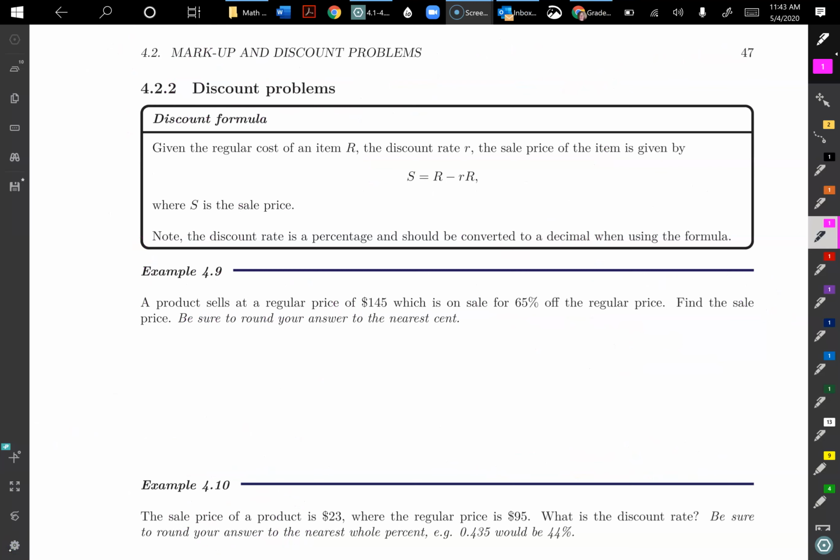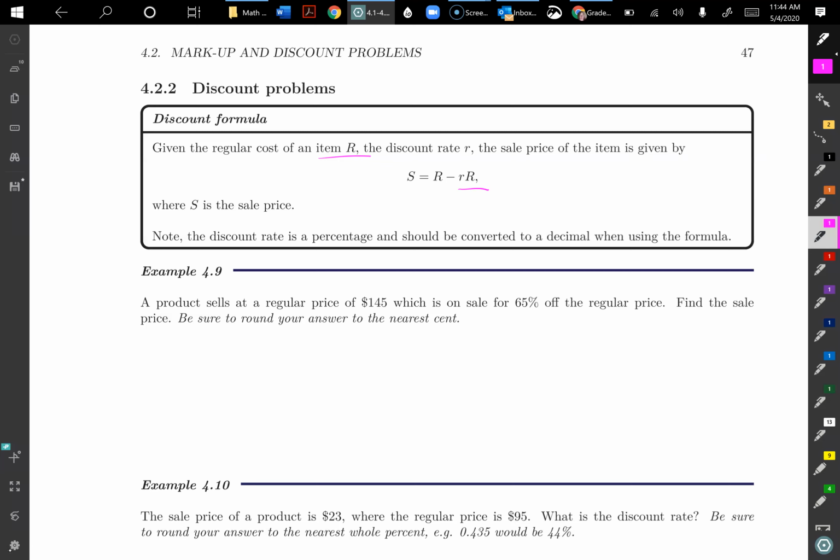Okay, now discount formulas work just the same way, except the R is the regular cost of the item, like in the store, not what the store bought it for wholesale. And then we are taking off that. It's like you go to the store and they're marking it down, so I get 10% off. If it's $100, I'm going to pay $90. So you're probably a little bit familiar with this kind of thing.